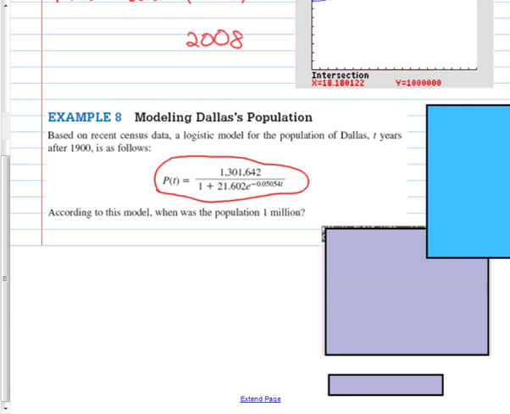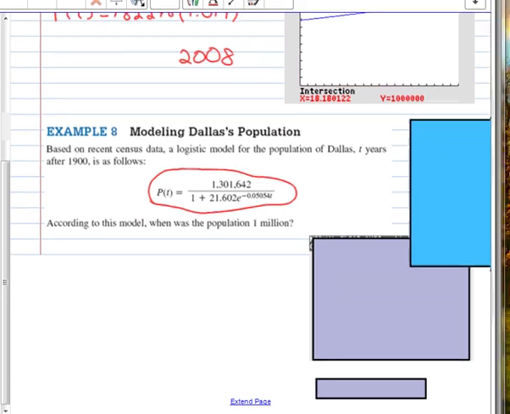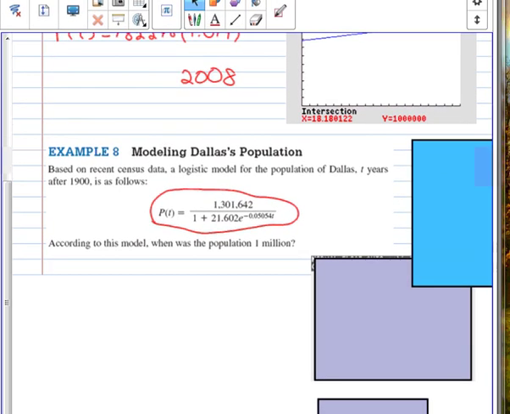Go ahead and start entering it in. See if you can do it. Do a y equals a million. I'll start entering it in. Let's see if you can't.